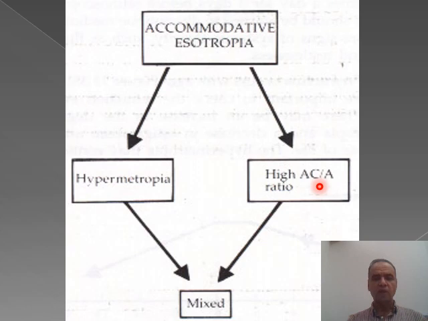And we have a third type of children. They have both of them. They are hypermetropic, with excessive hypermetropia, in addition to a high AC over A ratio, which is called mixed. All three types of accommodative esotropia are usually corrected by glasses.